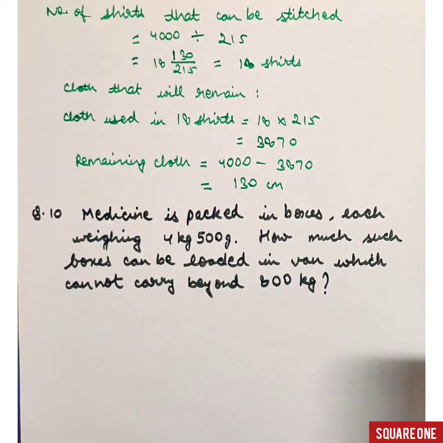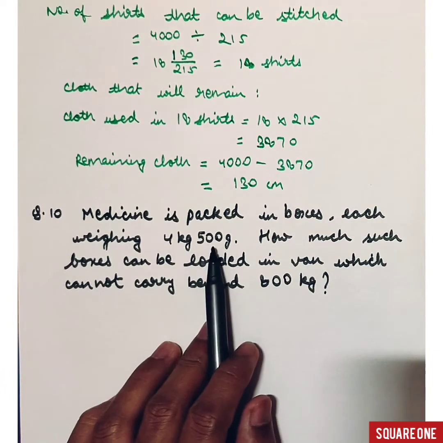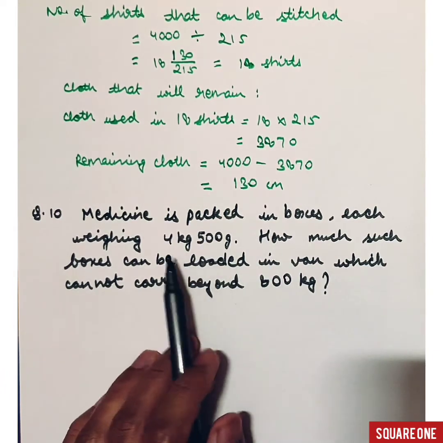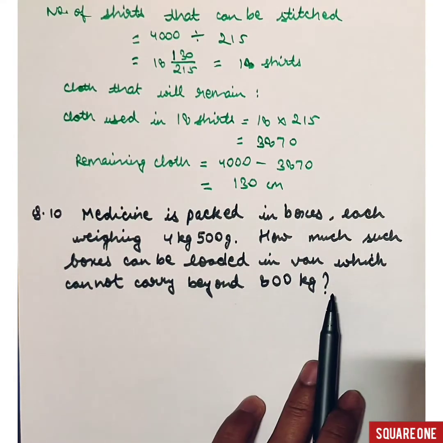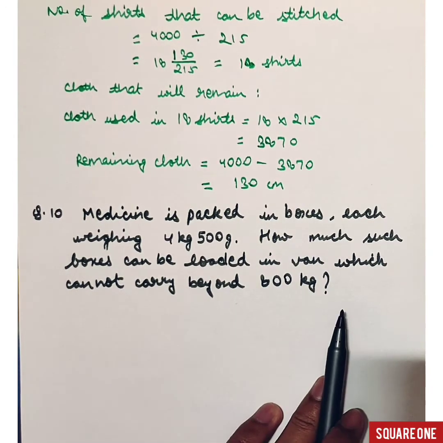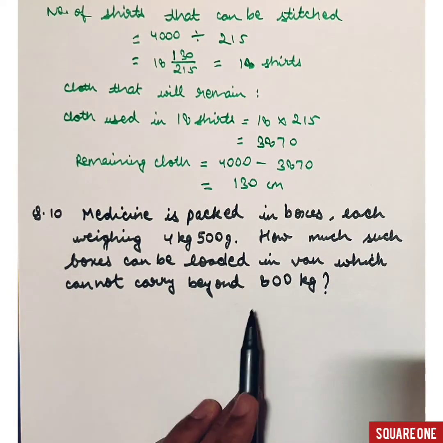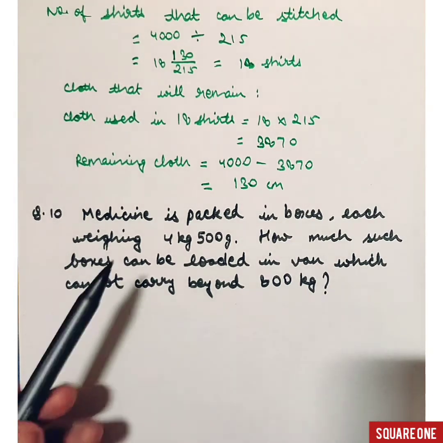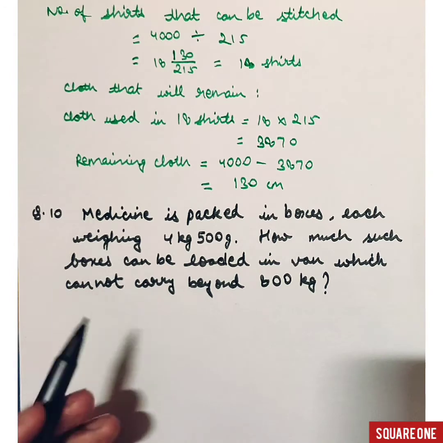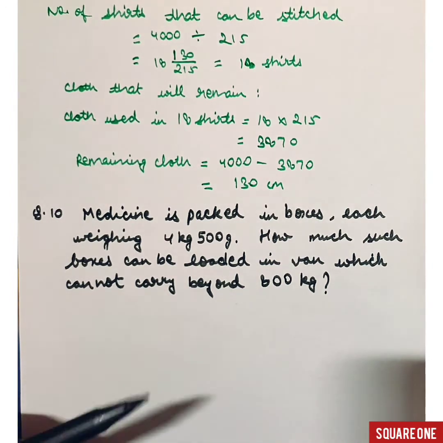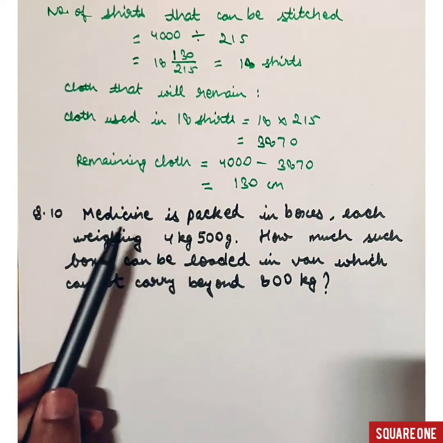In the next question, we have medicine packed in boxes, each weighing 4 kg 500 gram. How many such boxes can be loaded in a van which cannot carry beyond 800 kg? That is, the maximum weight the van can carry is 800 kg. Weight of one medicine box is 4 kg 500 gram. To find out the number of boxes that can be carried in the van, we find out the quotient of these numbers, that is, we find out the division of these numbers.